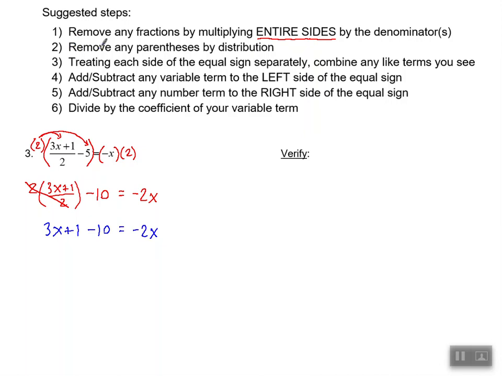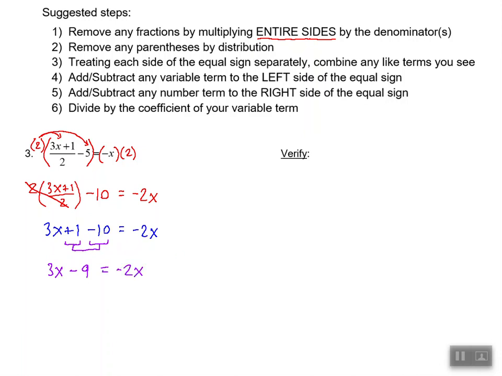Step 2, we don't need to do because there are no parentheses. Step 3, though, we do have some like terms. On this left side, I see a positive 1 and I see a negative 10. Because they're on the same side of the equal sign, we can combine them together to make negative 9. 3x does not have like terms, so I'll just leave that there. 1 take away 10 is negative 9. And then my equal sign, and then negative 2x.